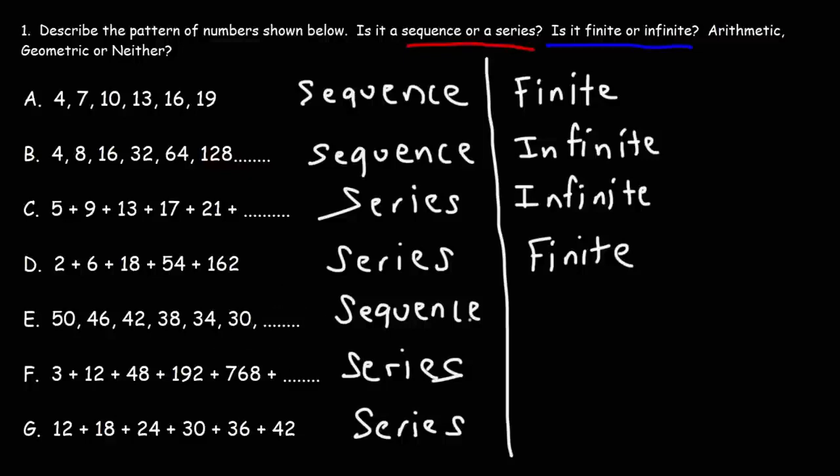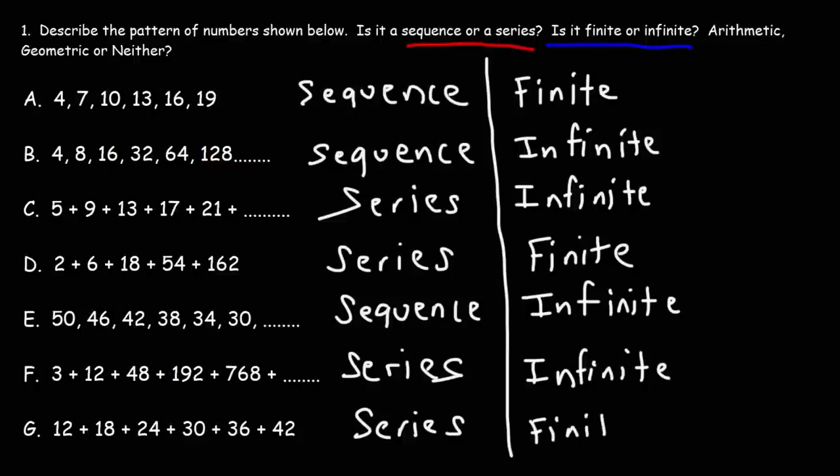This is going to be an infinite sequence. Next, we have an infinite series. And the last one is a finite series. Now let's determine if we're dealing with an arithmetic, geometric, or neither sequence or series. So we're looking for a common difference or a common ratio.